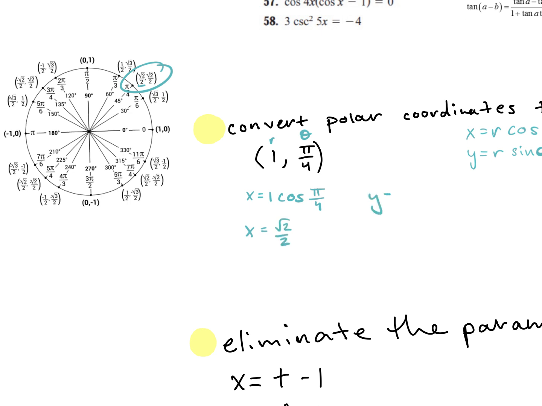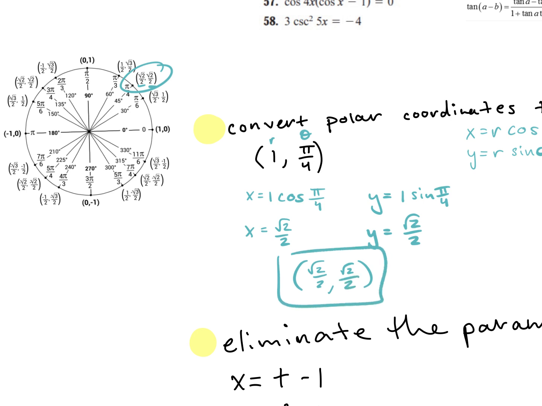Then we're going to do the same thing for the y. y is equal to r times sine of theta. So 1 times sine of pi over 4. Sine tells us we look at the y value. Square root 2 over 2 times 1 would just be square root 2 over 2. So our y would be square root 2 over 2. So then as a point, this would be square root 2 over 2, comma, square root 2 over 2. So this would be our rectangular point.